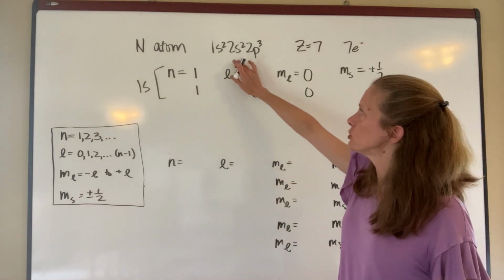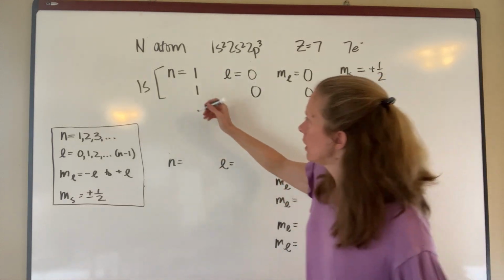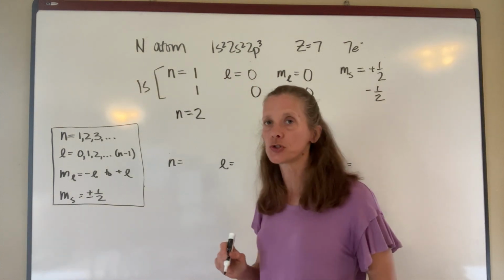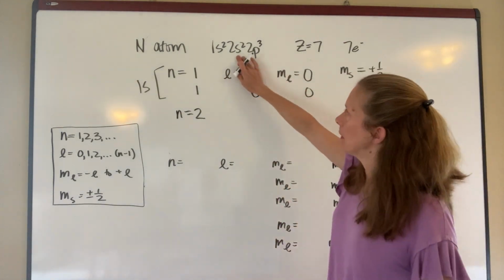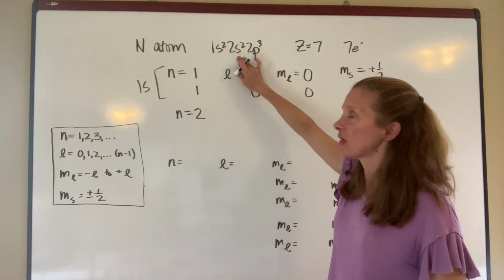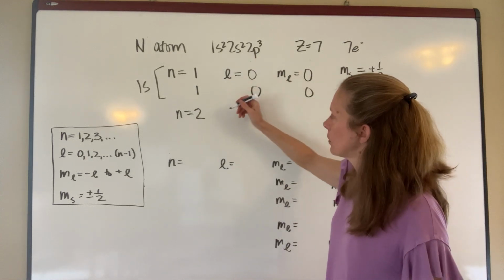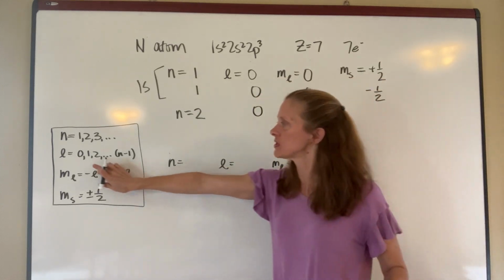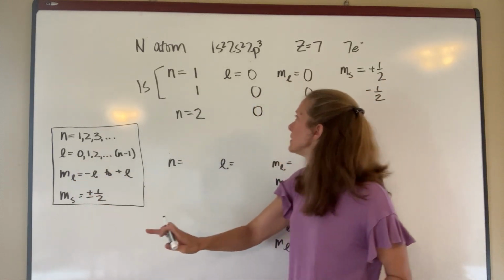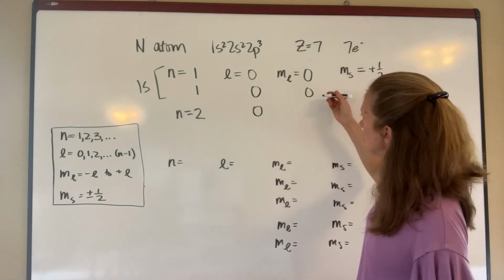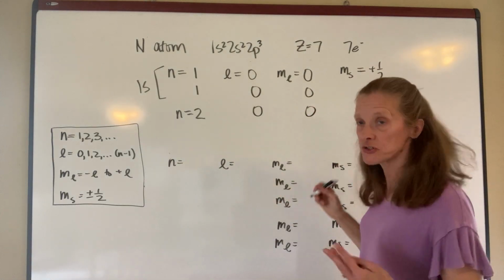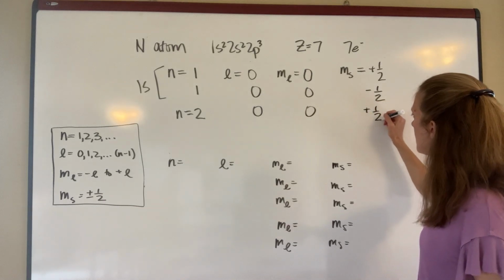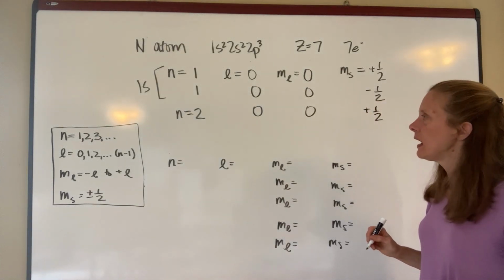Now we need to move up to the second energy level. So the second energy level, I'm going to have n equals 2. Again, I'm going to start with the s orbital, and so at n equals 2, I'm going to start with L equals 0, because that's the lowest possible number that it can be. If L is equal to 0, then m sub L is also going to have to be equal to 0, and we always start with a positive 1/2.